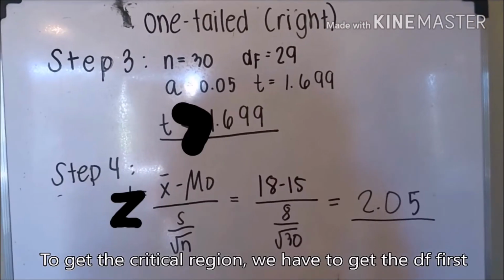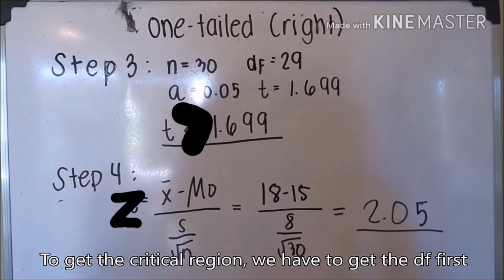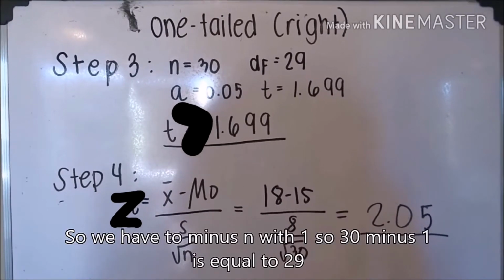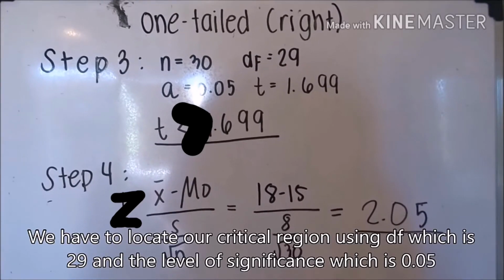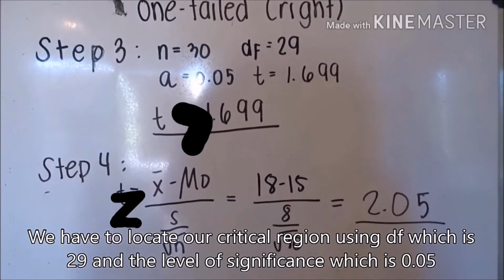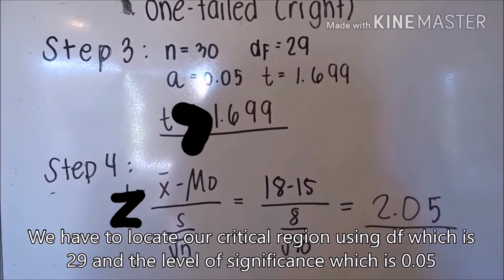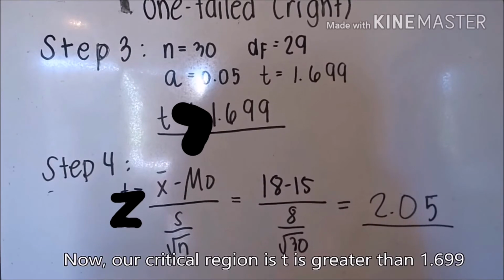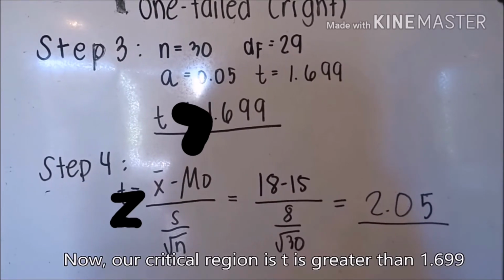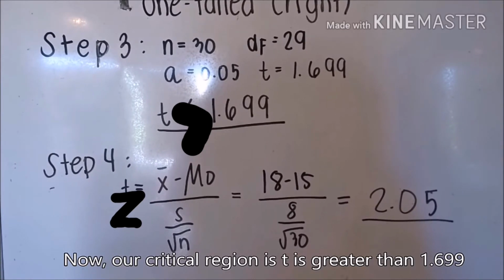To get our critical region, we have to find our DF first. We subtract 1 from n, so 30 minus 1 is equal to 29. We locate our t value using our DF, which is 29, and level of significance, which is 0.05. Now, our critical region is t greater than 1.699.